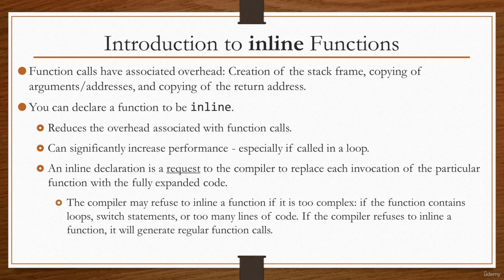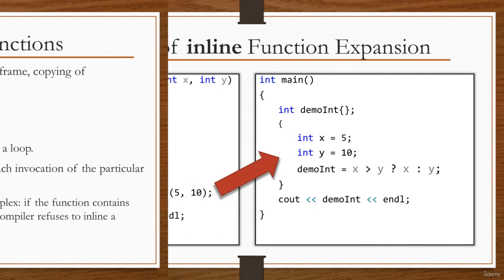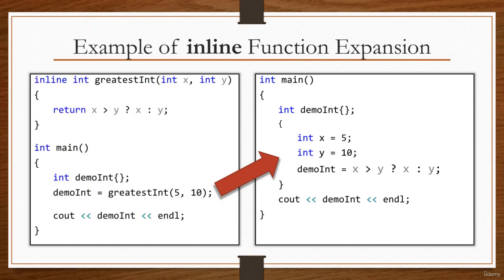Now if the compiler refuses to inline a function, it will basically generate regular function calls. So that function will be used as if it is a regular function, right? It's not going to be replacing each invocation of that function call with the expanded code. Here's an example of inline function expansion. Now this is not necessarily what will happen behind the scenes. This is just to give you a basic idea.